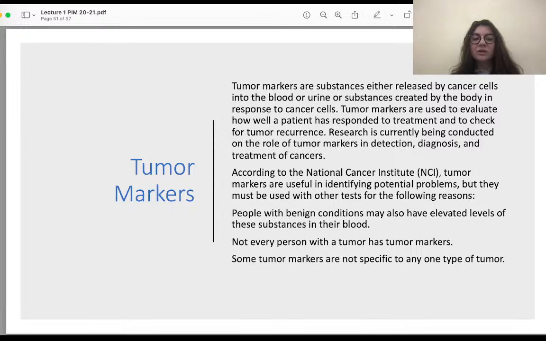According to the National Cancer Institute, tumor markers are useful for identifying potential problems, but they must be used with other tests for the following reasons. People with benign conditions may also have elevated levels of these substances in their blood. Not every person with a tumor has tumor markers. Some tumor markers are not specific to any type of tumor.